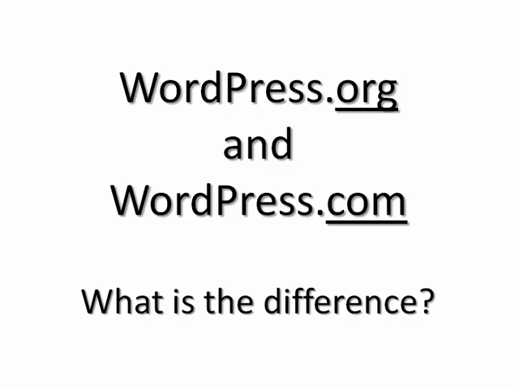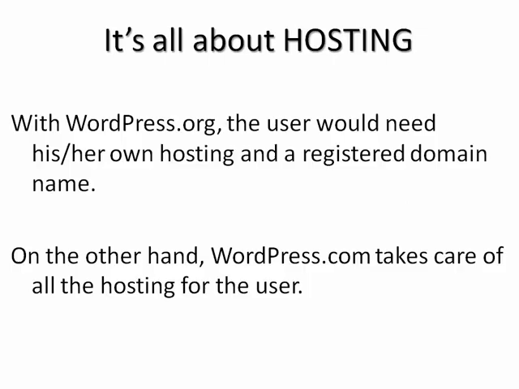Today, we're going to talk about the difference between WordPress.org and WordPress.com. So, the big difference is all about the hosting. Because with WordPress.org, you need to have a hosting account and a registered domain name. So, the version that you get from WordPress.org is the self-installed version, in which you need to install it to your own website or your hosting account.